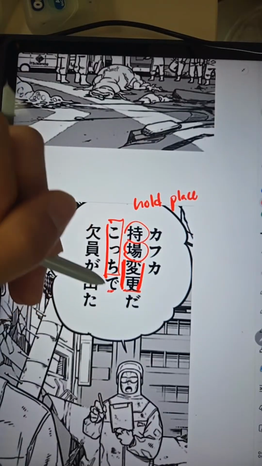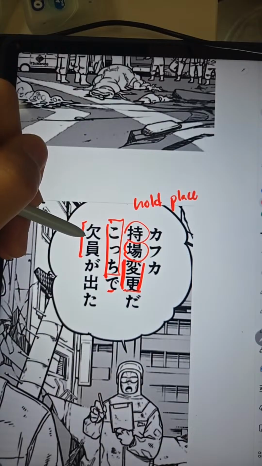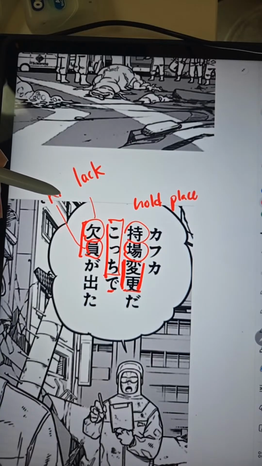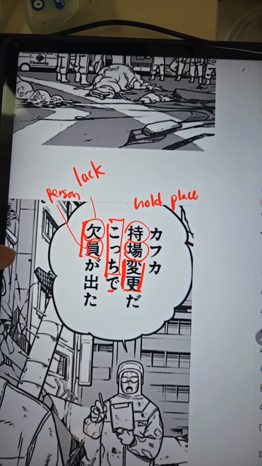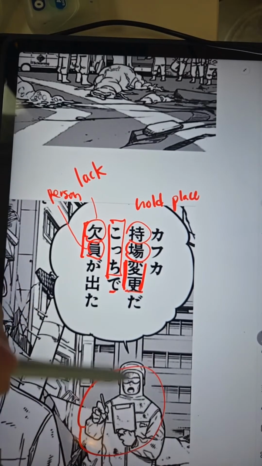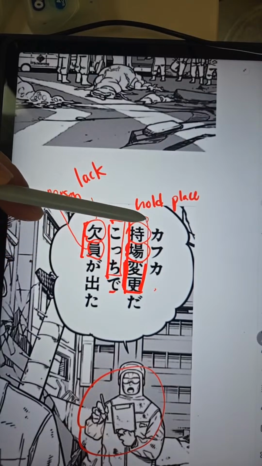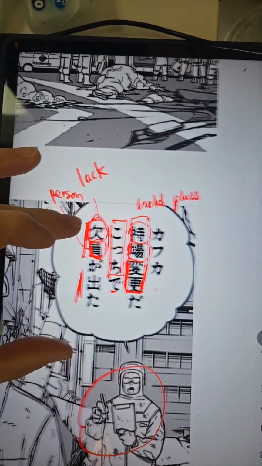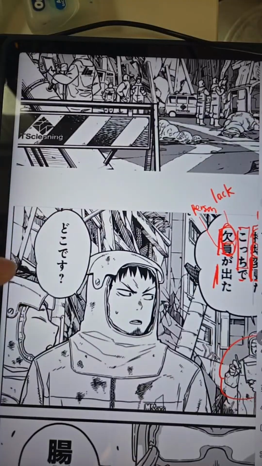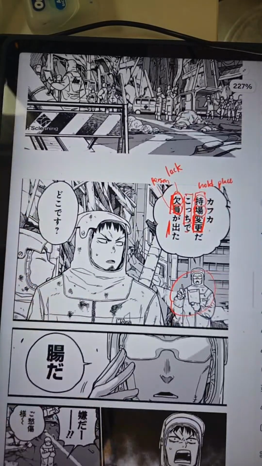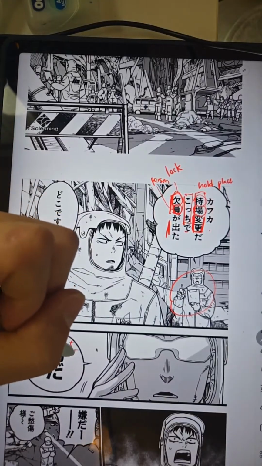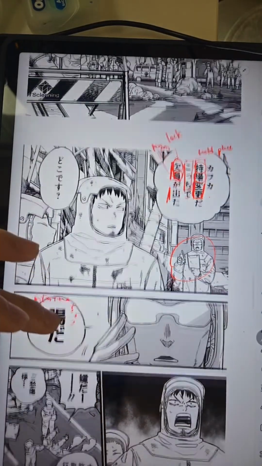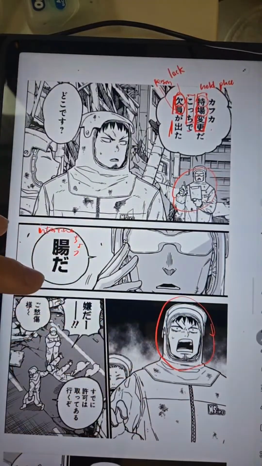こっちで欠員. 欠 means lack, in person. So someone, I guess, didn't come to work. So this guy's saying, hey Kafka, I'm going to change where you're going to work. Here, we don't have enough people. Okay? And then he's like, どこです? Where is it? And then he says, 腸だ. 腸, right? 腸 means intestine. Intestine. He obviously looks really shocked.